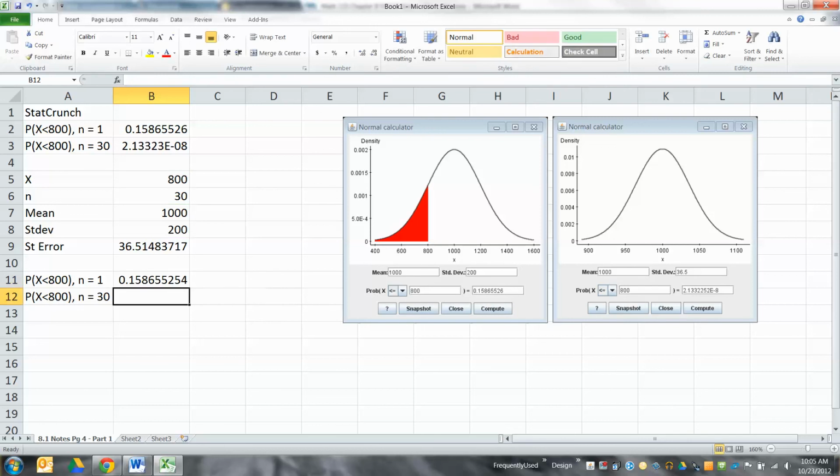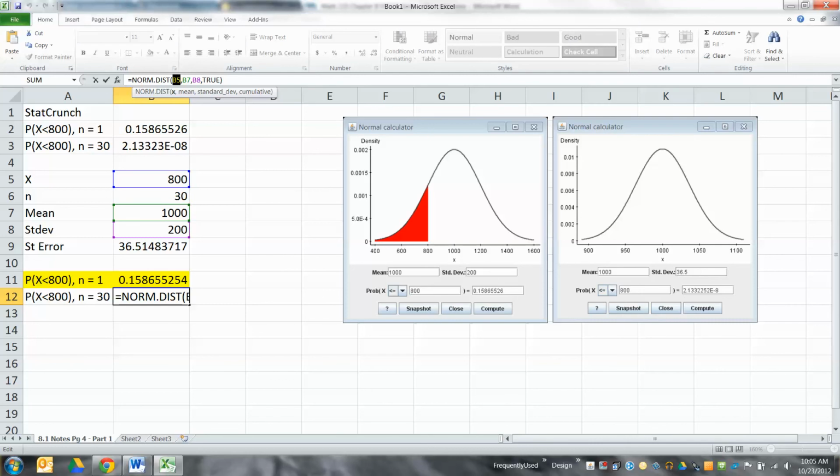True just means that it's going to add it all up, right? That's how you get this little area total. Hey, it's the same number. See? Right there. Okay, then what about when n is equal to 30? Well, it's the same formula, so I'm just going to copy and paste it here. All right, so don't drag it, because if you do, then you're going to have to change everything. So you need 800, comma, 1,000, but instead of 200, I need the 36.5.